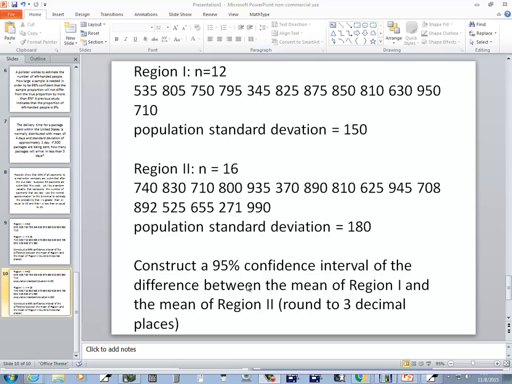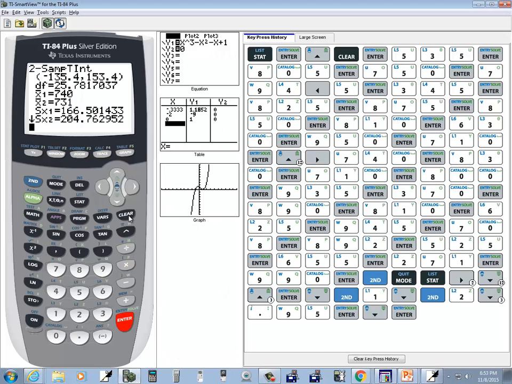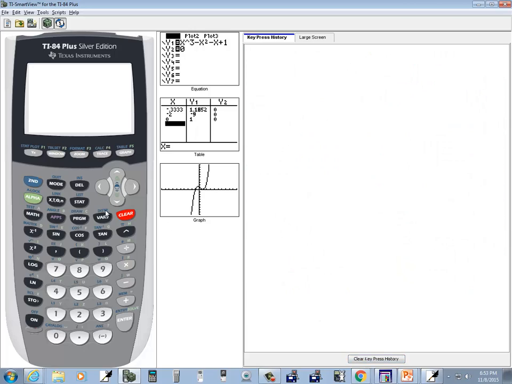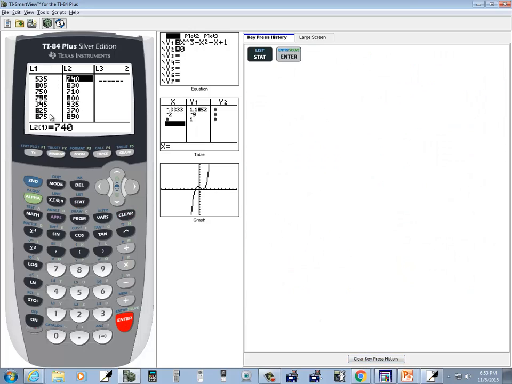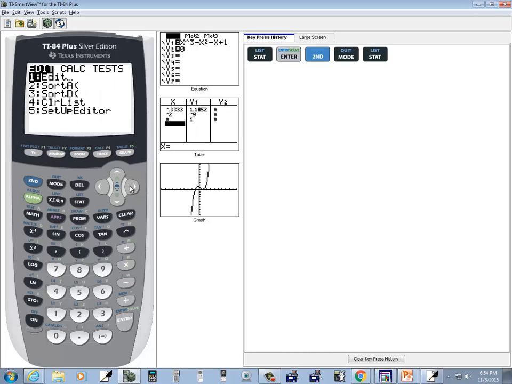And it says construct a 95% confidence interval, the difference between the mean of region 1 and the mean of region 2. Well, first thing we'd have to do is, if I didn't already have them in there, I'd go into Stat, I'd go into Edit, and I'd put all my numbers for region 1 in list 1, and all my numbers for region 2 in list 2. And then exit out. Then we go to Stat, and we go over to Tests.